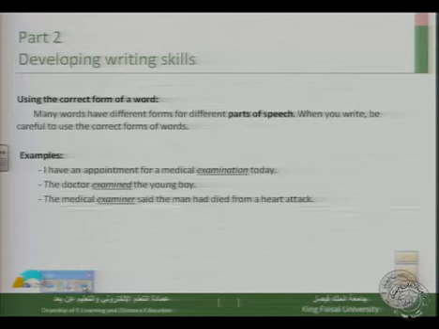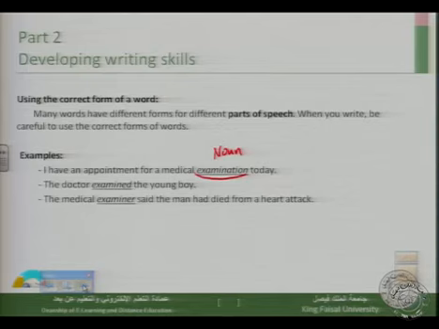And in each sentence, we have to know when to use the noun, when to use the verb, and when to use the adjective or the adverb. So every part of speech has its own use in the sentence. We will look at some examples. The first example is, I have an appointment for a medical examination today. Here we have the word examination. It is a noun. And in this blank space, we can only use a noun. I have an appointment for a medical what?